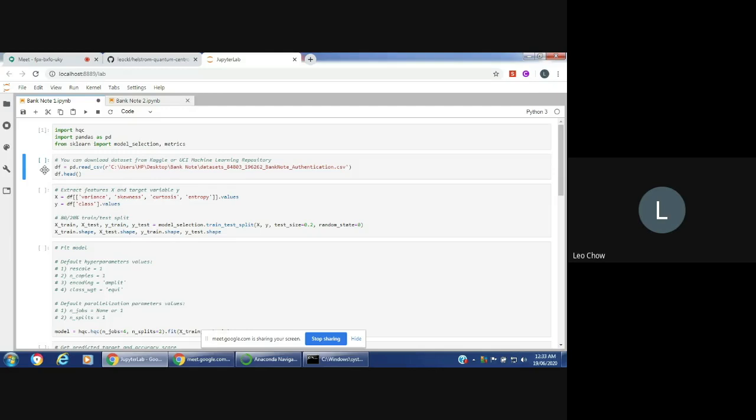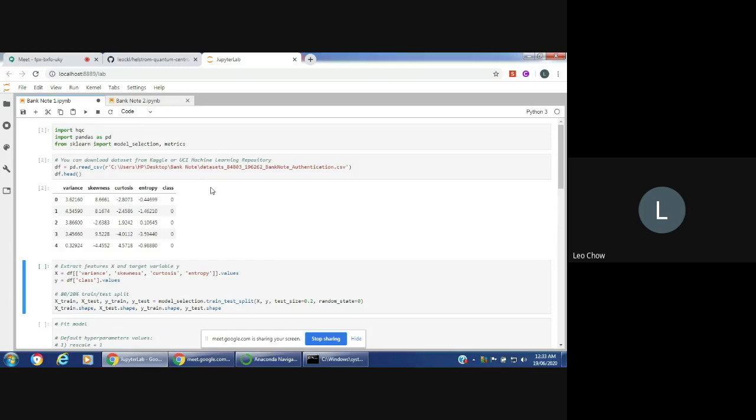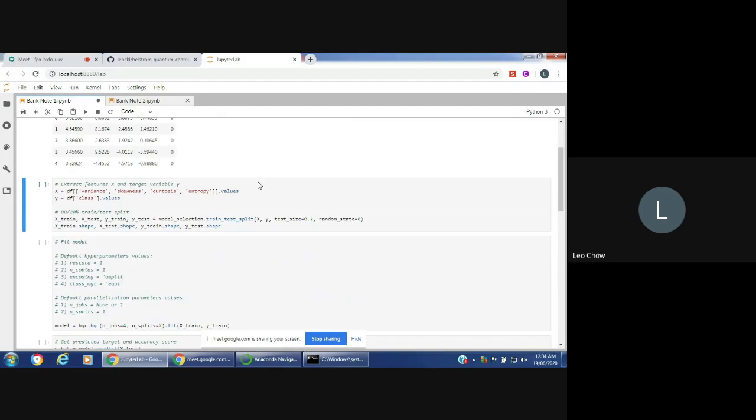Once you read in your dataset, this dataset contains four features and the target feature, which is class, forgery or real. These four features consist of variance, skewness, kurtosis, and entropy. These are pretty much the image features of the banknote. If you're into image processing, these four features would make sense to you, right? So we have four features and one target variable.